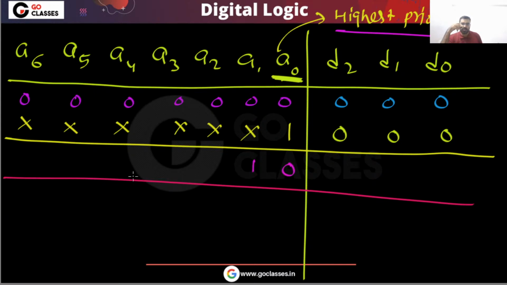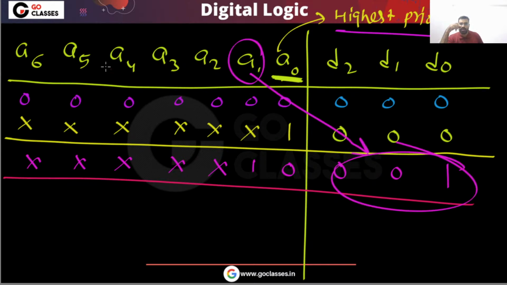Okay, next. If this is 0 and this is 1, then the others are don't cares. It does not matter what these are. If this is 1, then the output will be 0 0 1. The output will be the encoding of A1.